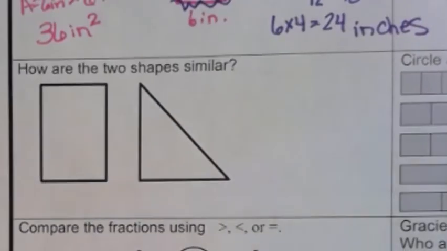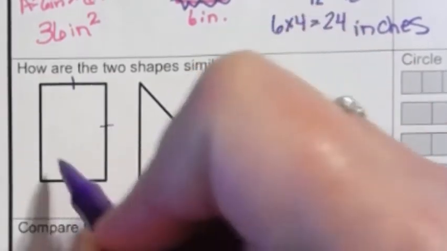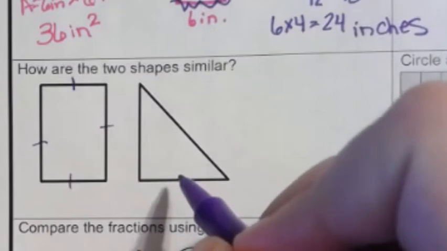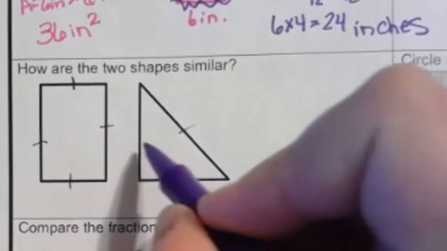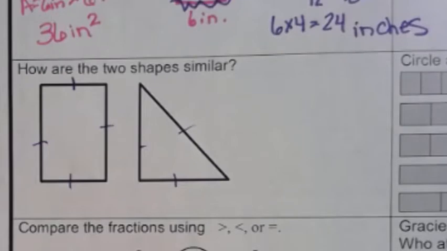Let's move on to this question. How are these two shapes similar? Now we have to look closely. Let's look at those shapes. I see 1, 2, 3, 4 sides. That one's a quadrilateral. And a rectangle. No, this one has 3 sides. Well, that's not how they're similar. That's different. How are they the same? I could see one thing. They both have a right angle.